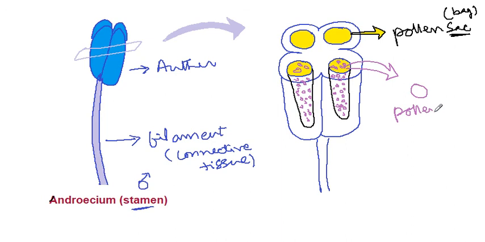Okay, so the pollen grain, what we know is this is a male gamete. In future lectures, we will talk about the structure of pollen grains, but as of now, let's just understand that a pollen grain is nothing but a male gamete which is developed inside the pollen sac.